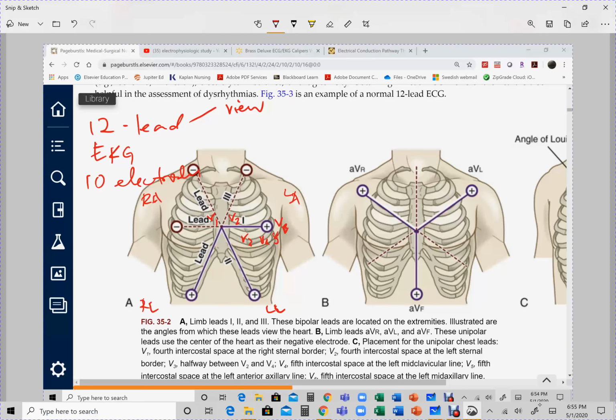So how do they use this? There are positive and negative points in the electrodes, and these 10 electrodes with the 3 bipolar leads, leads 1, 2, 3, will interact with each other, so that's why it will have 12 total views. For you to remember, just look at these 3 figures here. This will help you remember.